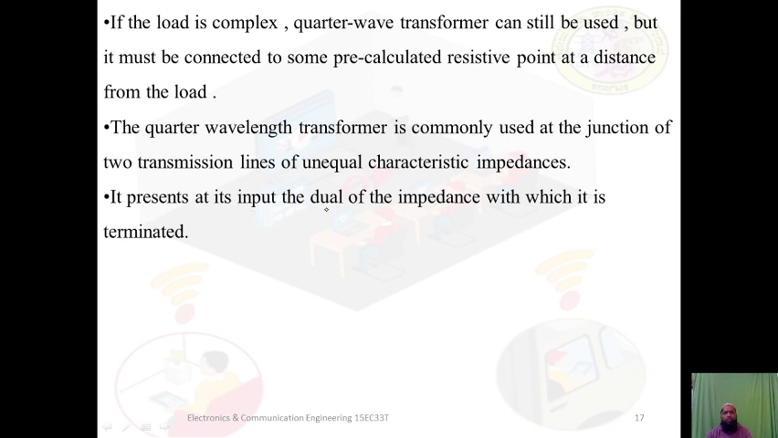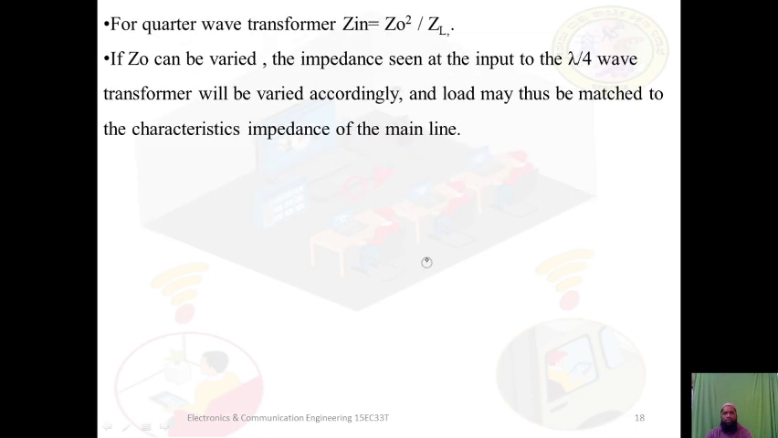It presents at its input the dual of the impedance with which it is terminated. This is a property of the quarter wave transmission line. That is, as we discussed in the previous class, if the quarter wave transmission line load is short circuited, it will appear as an open circuit at the source terminals and vice versa. So for the quarter wave transformer, the characteristic impedance, as we saw in the previous class, is Z equal to Z0 square upon ZL. If Z0 can be varied, the impedance seen at the input to the quarter wave transformer will be varied accordingly, and the load may thus be matched to the characteristic impedance of the main line.